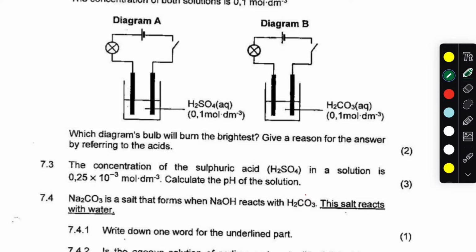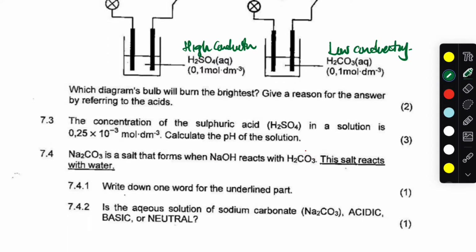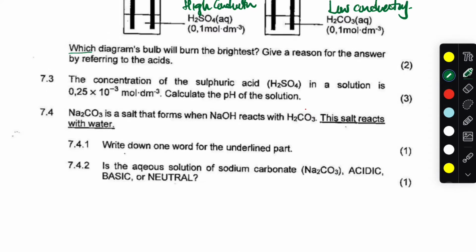Sulfuric acid is a strong acid and the hydrogen carbonate is a weak acid. So the strong acid has a high conductivity. So this one has a what? High conductivity. And the hydrogen carbonate, since it's a weak acid, it has a low conductivity, which conductivity? Electrical conductivity, right?